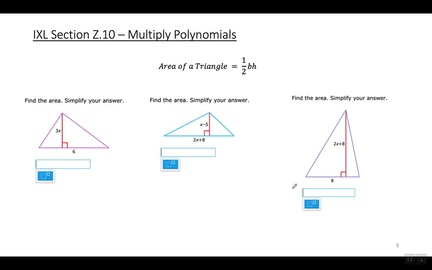All right, and the last example, right here, let's do this one. So the area equals 1/2 of the base. The base is 8 times the height, which is 2x plus 8.